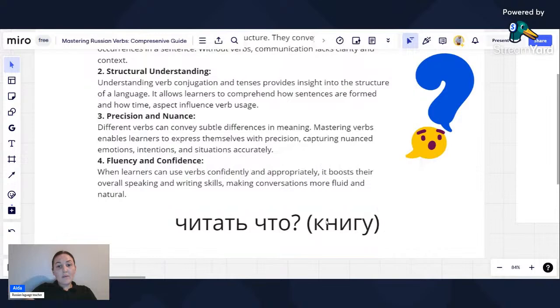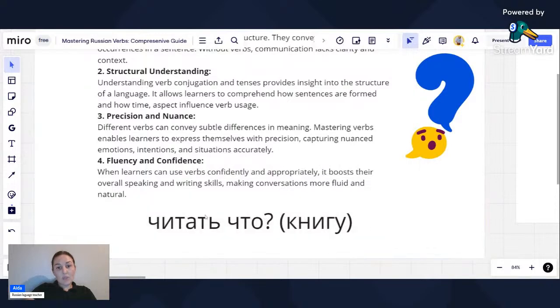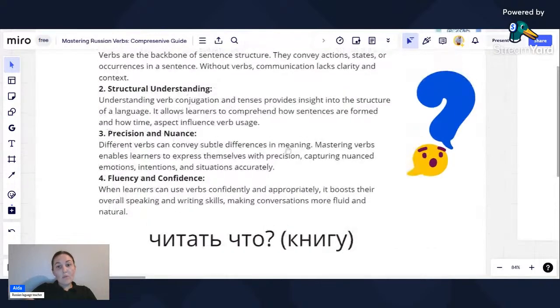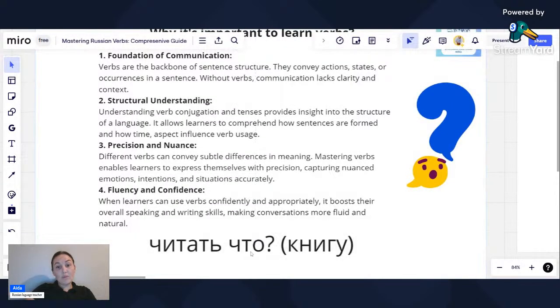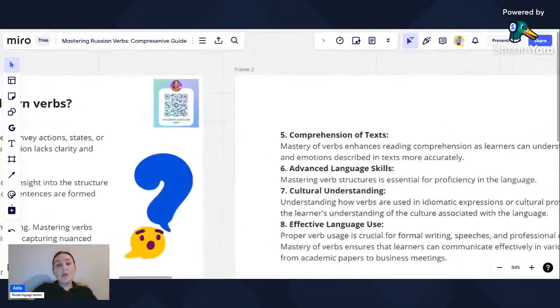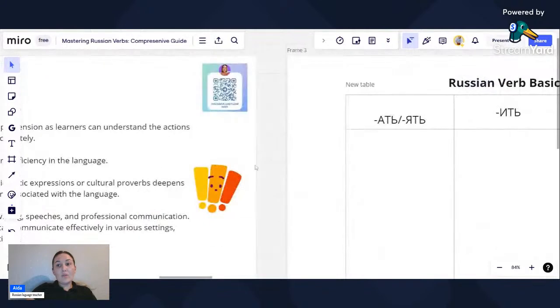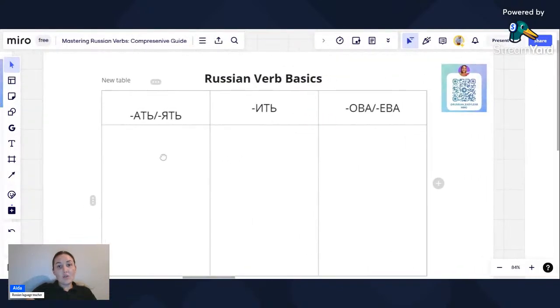So this is the first and very important thing about Russian verbs. So now you know why it's important to learn Russian verbs. And let's talk about how to change Russian verbs.